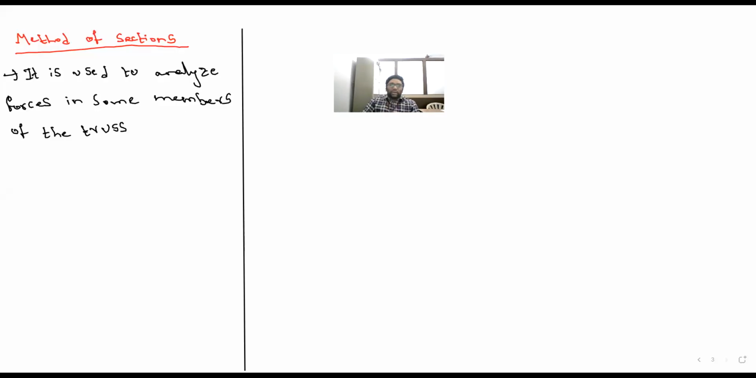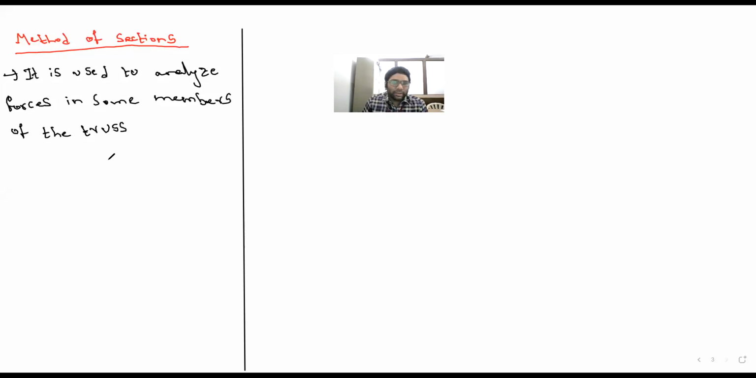So now, in method of sections, this is used to analyze the forces in the truss for a given set of members and not all the members, such that the complexity of the problem solving will be simplified. The complex nature will come down. What does that mean? We will take a truss and cut a section in such a way that wherever we cut, we have a basic understanding of where we need to calculate the force.